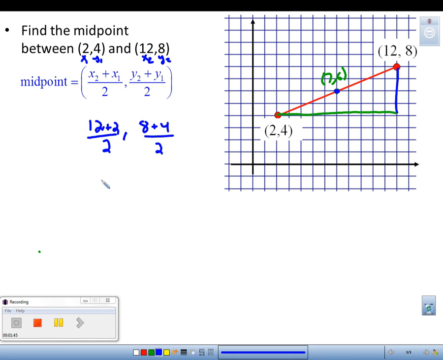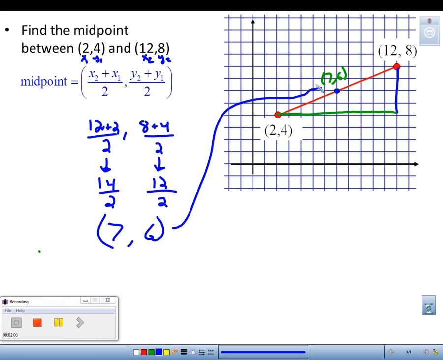If I simplify, that's 14 over 2, and that's 12 over 2, or in other words, 7 comma 6, which is the same thing that we got whenever I looked on my graph. So remember, there's your formula for midpoint. It's basically halfway in between your x values and then halfway in between your y values.